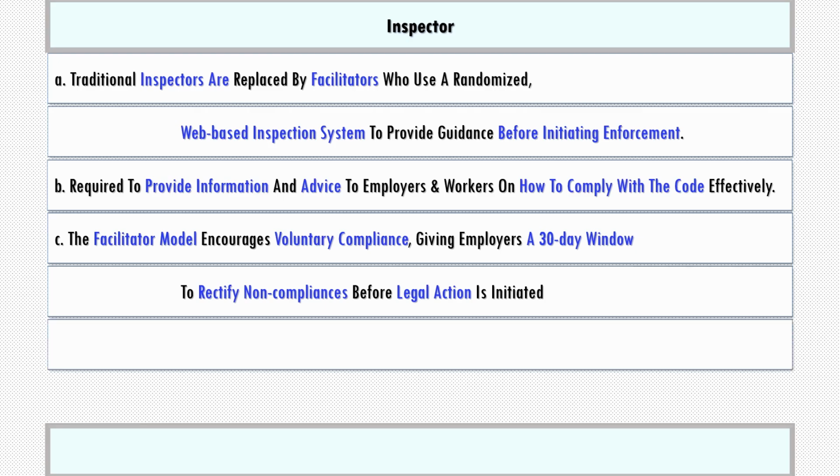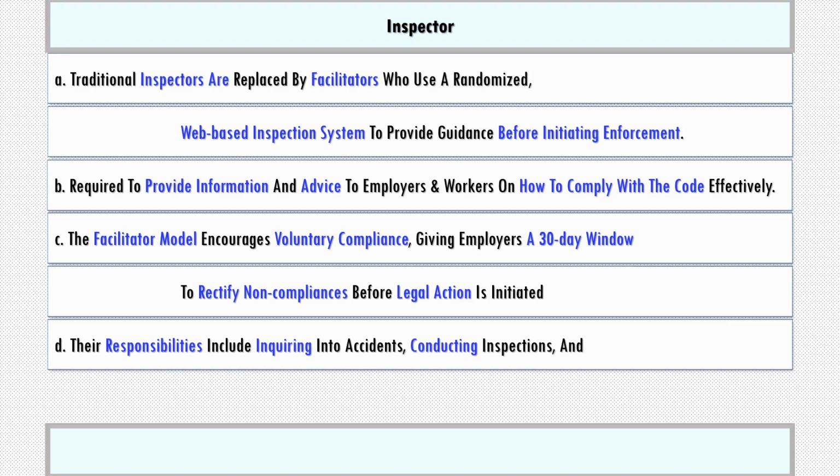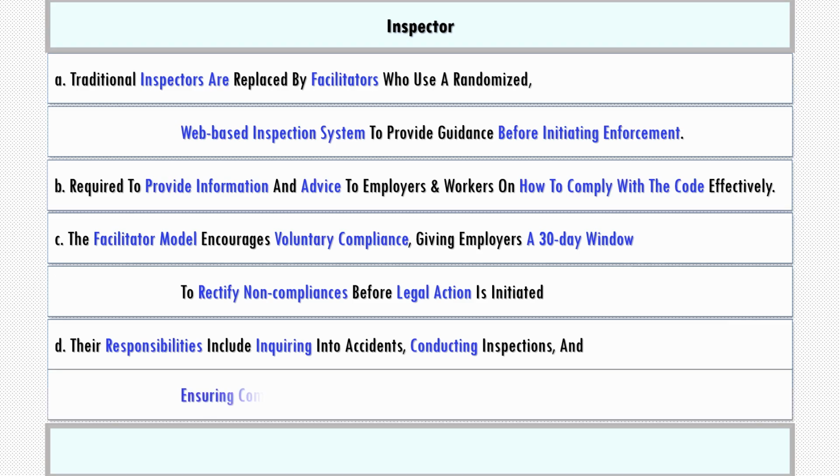The responsibilities of inspector cum facilitator includes inquiring into accidents, conducting inspections, and ensuring compliance with safety and health standards.